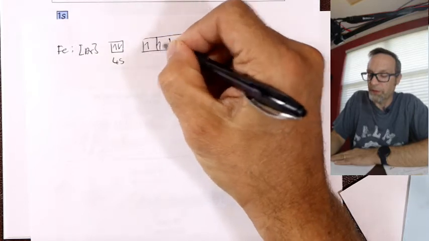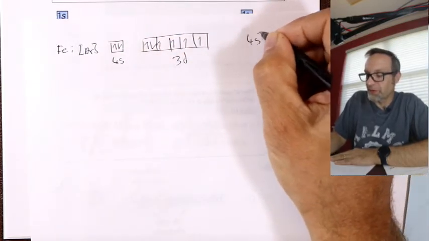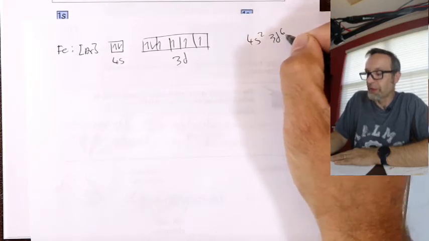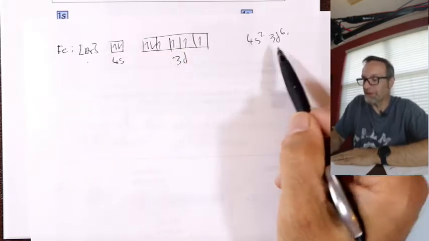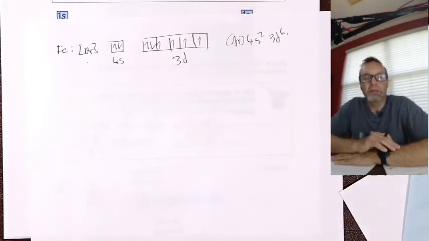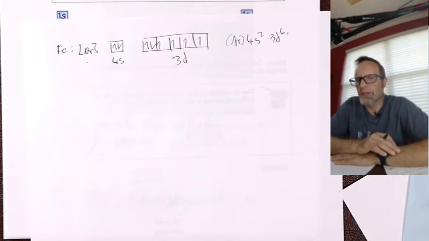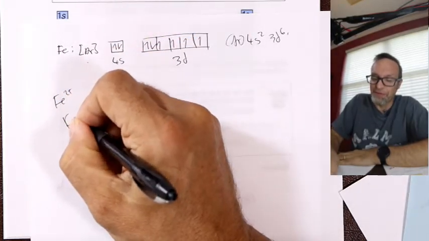And then 1, 2, 3, 4, 5, 6. That equates to 4s2, 3d6, which is argon, right? Okay, sorry, argon with these extra electrons. So that's iron, right? Now, do you remember what charge ions that iron made? Okay, it made a +2 and a +3.